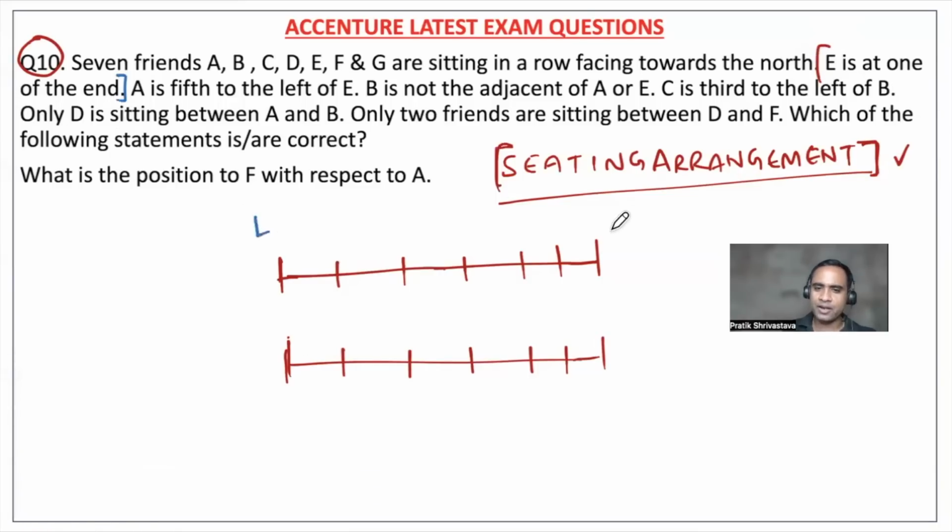Now you have left end, you have right end. Where all you will place? So in that case, just wait and read one or two sentences. You will be getting some idea. A is fifth to the left of E.